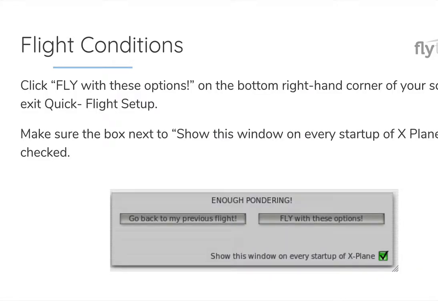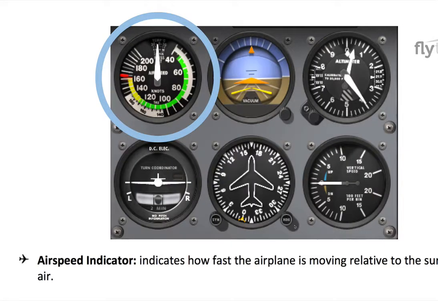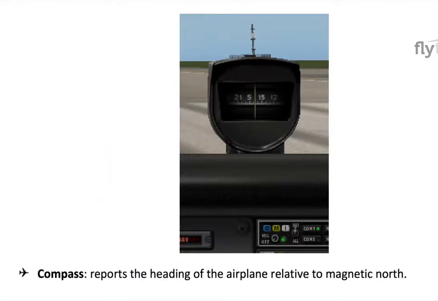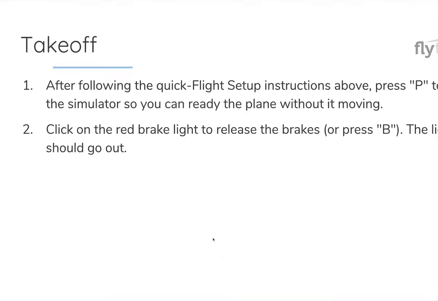On the bottom right on your screen here, check show this window every time it's start up. It'll bring that up. Go back to my previous slide, fly with these options. You know, we talked about in there, it talks about what these instruments do. We're just going to go through that now. All right. He also talks about the help and the above menu. You can do that. You put your mouse over the instrument, it'll tell you what it is. I'm trying, guys, to get through this.